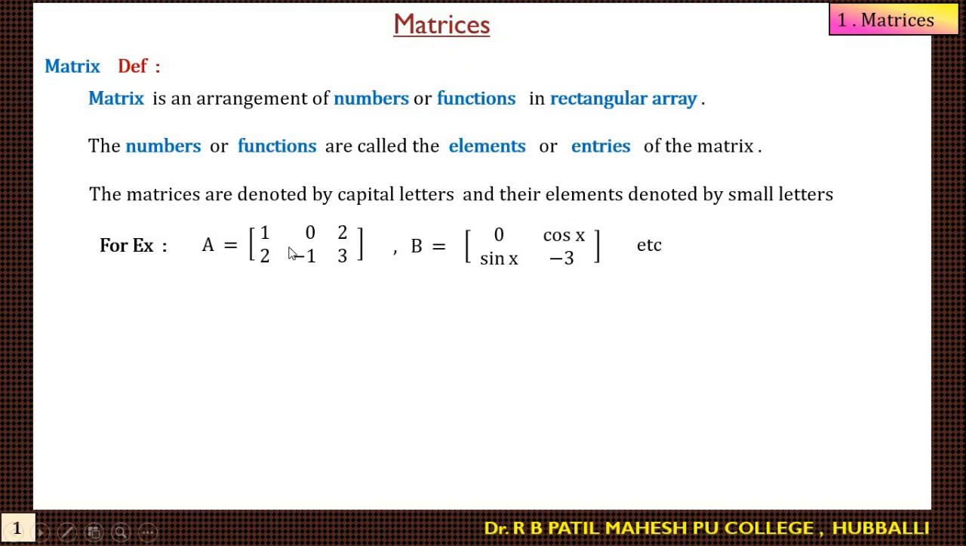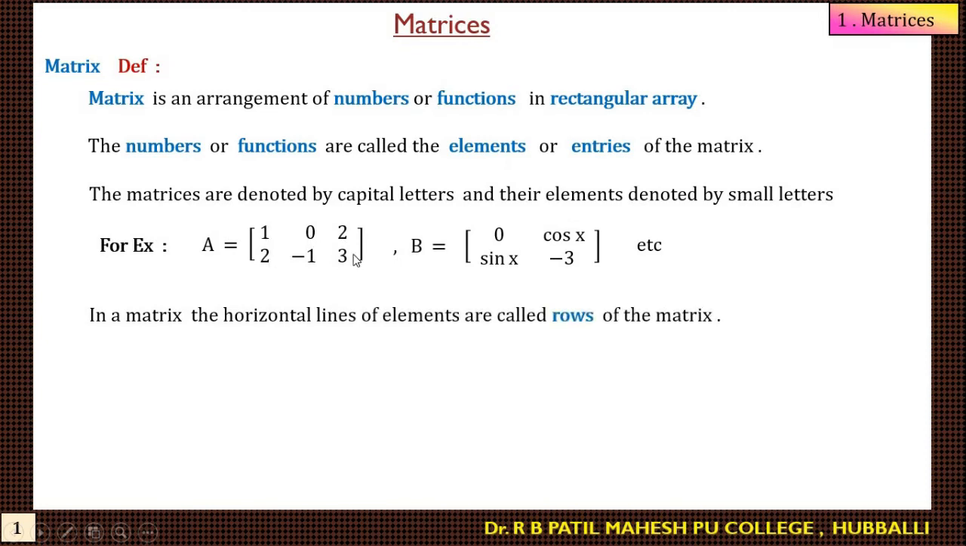Now let me discuss a new definition, that is rows and columns of the matrix. If I count the elements in the matrix horizontally, they are called the rows of the matrix. So in a matrix, the horizontal lines of elements are called rows of the matrix. Like this, in matrix A, here you can see that this is a horizontal line, it is one row, and this is another row. That means matrix A consists of two rows.